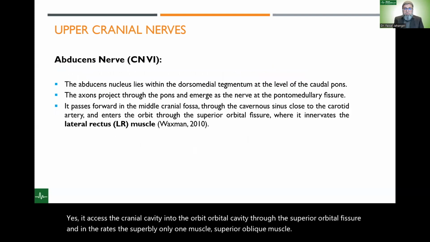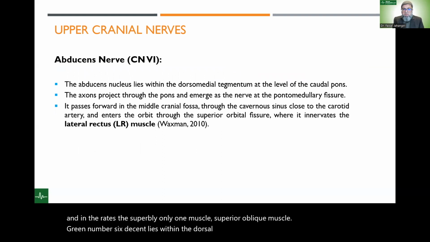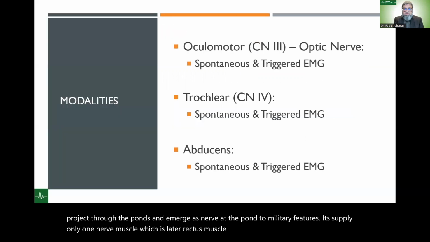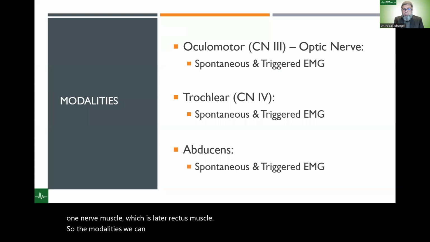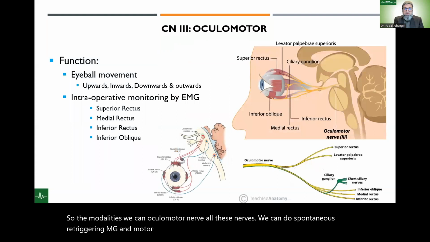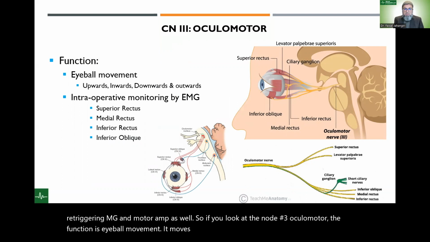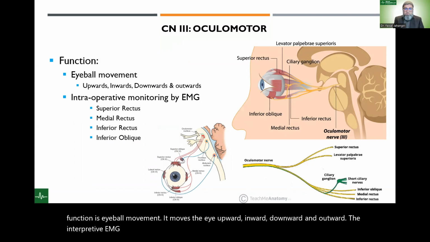Cranial number 6, abducens, lies within the dorsomedial level of the caudal pons, and axons project through the pons and emerge as a nerve at the pontomedullary fissure. It supplies only one muscle, which is the lateral rectus muscle. So for all these nerves we can do spontaneous, trigger EMG and motor MEP as well. If you look at cranial nerve number 3, oculomotor, the function is eyeball movement. It moves the eye upward, inward, downward, and outward. For intraoperative EMG we can monitor by placing electrodes in superior rectus, medial rectus, inferior rectus, or inferior oblique.